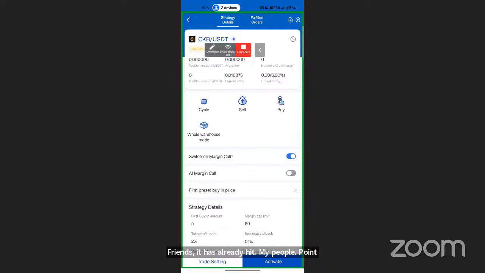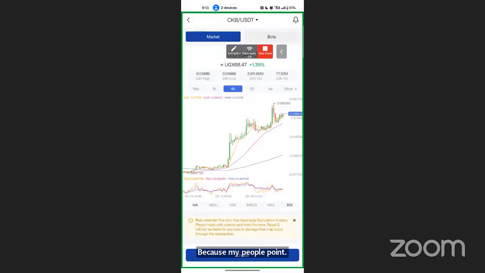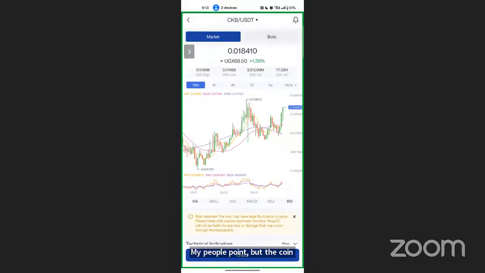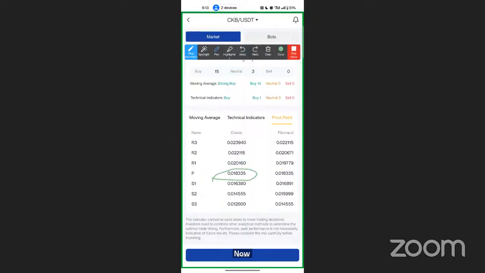Because my pivot point, but the coin is still, you see, the coin actually, now check, I'm in 9:15 minutes. It is now above my pivot point, but has it reached my resistance one?